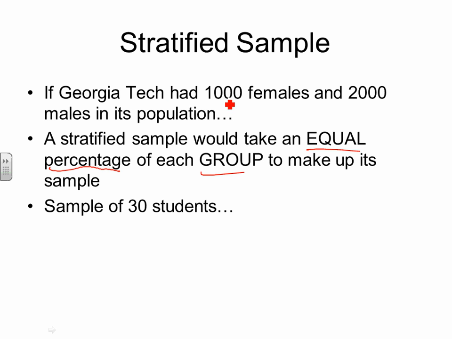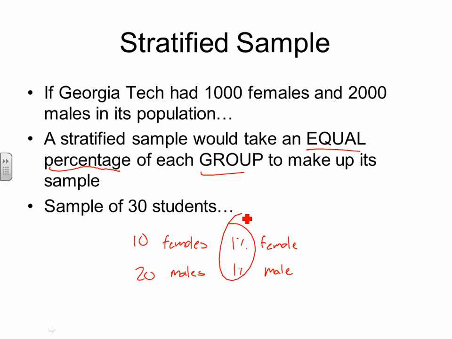So if Georgia Tech had 1,000 females and 2,000 males in its population, and you wanted just a sample of 30 students that you'd ask how the cafeteria food is, you'd probably take 10 females, which is 1% of your female population, and 20 males, which is also 1% of your male population. Now the key is this is equal. We're not going to take 15 and 15.